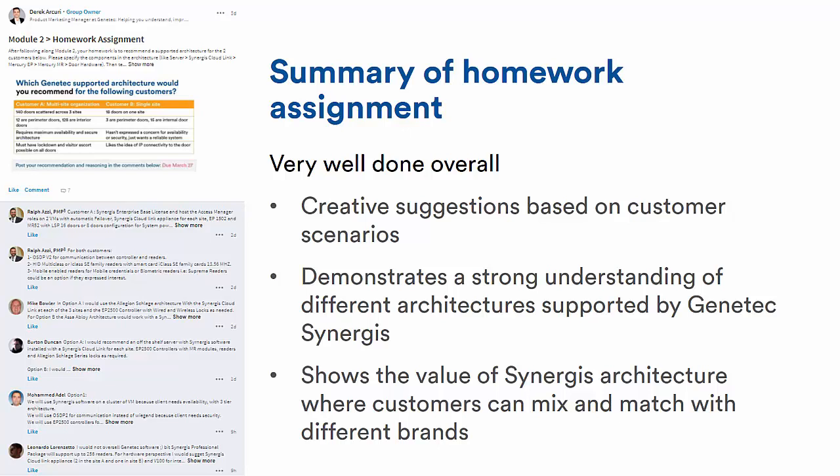I particularly liked how different controllers and electronic locks were suggested in the same site, which really shows the value of the Genetec architecture. Your customers have a choice to deploy a wide variety of industry standard controllers, modules, and electronic locks from widely deployed brands in the market, so excellent work.